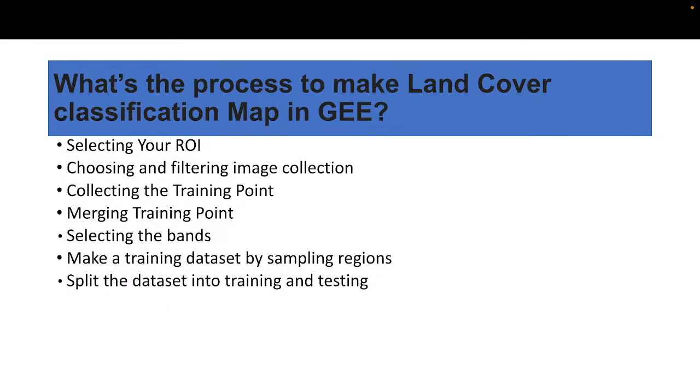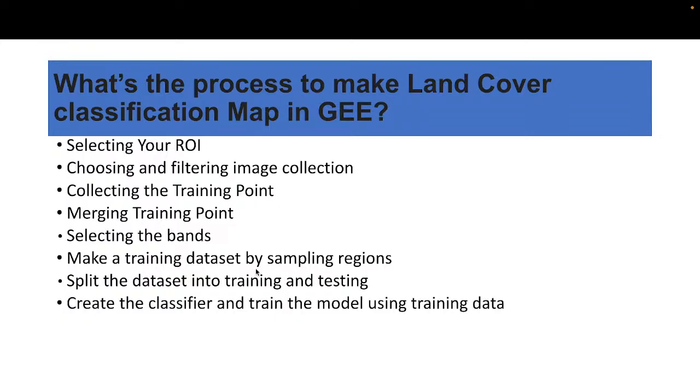Suppose 80% data for training and 20% data for testing, or 70% data for training and 30% data for testing. After splitting the data, create the classifier. In this case you can apply different types of algorithms, such as random forest, CART, or support vector machine. Train the model using training data. Suppose I split 80% of the data, I use that 80% in my model and train it.